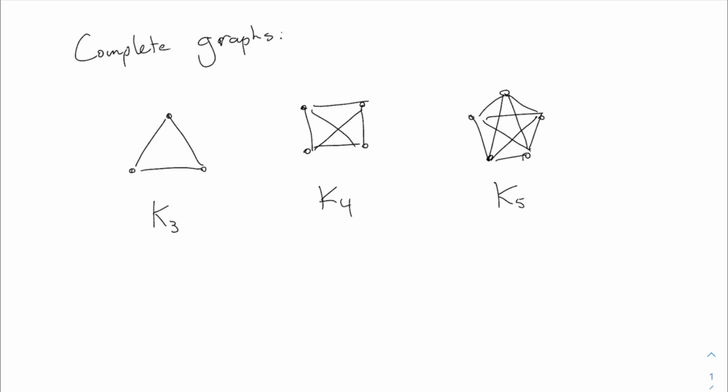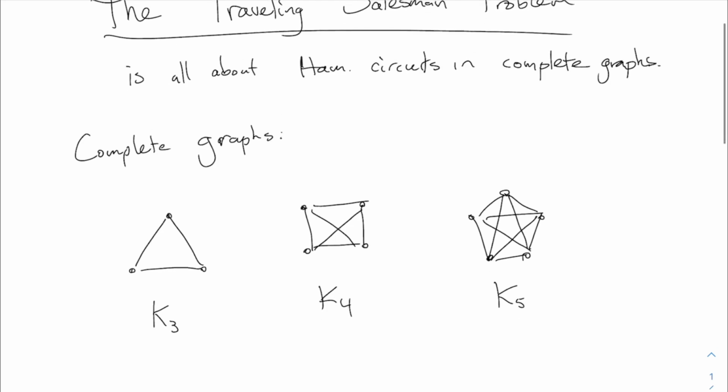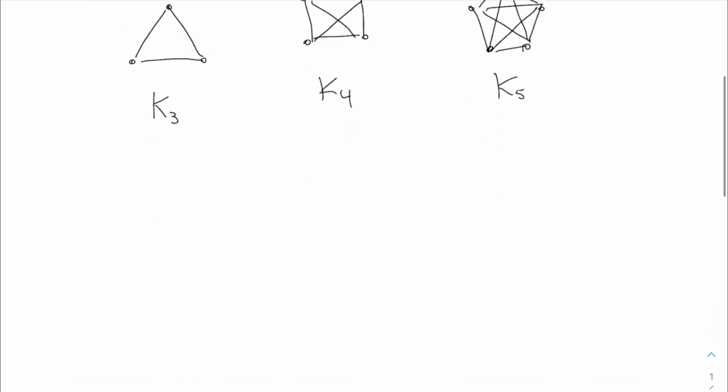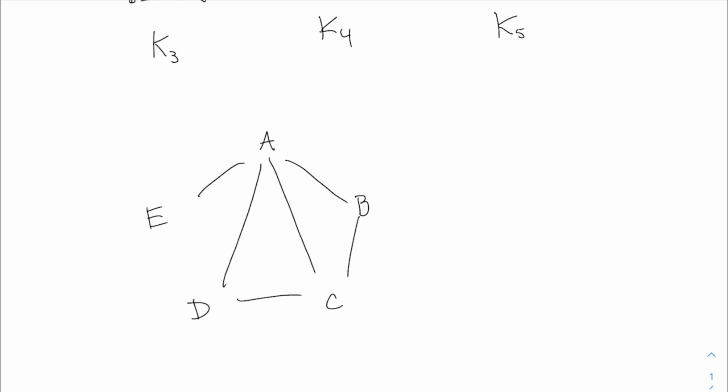What about Hamilton circuits in a complete graph? That's what I said the traveling salesman problem is all about. So finding a Hamilton circuit, I'm going to draw a big K5 here, and I'll give the vertices names just so that we can talk about them. Would you mind if I don't write the dots? They don't really matter. This is a K5 with names for the vertices.